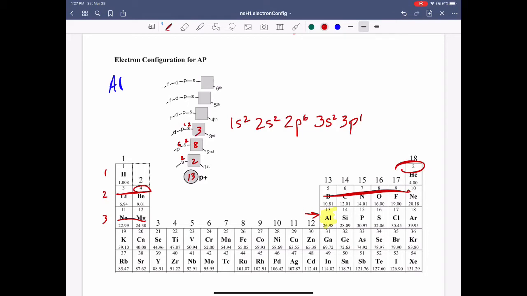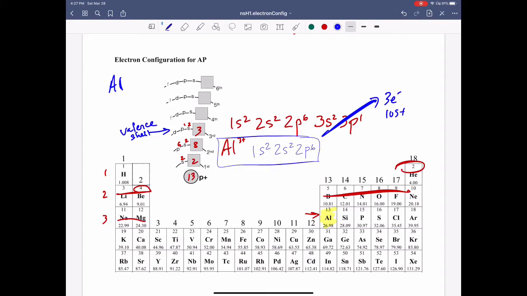Now if that's going to turn into the aluminum 3+ ion, then 3 electrons must be lost. Those, of course, will be lost from the valence shell, or valence energy level, resulting in 1s2, 2s2, 2p6 as our Al3+.